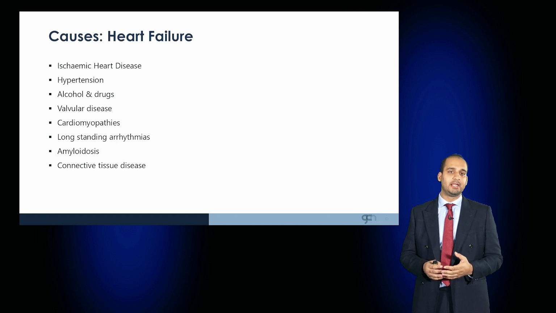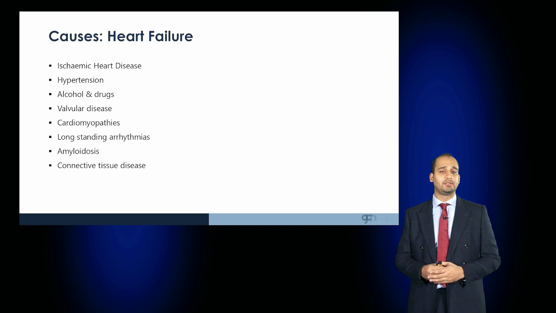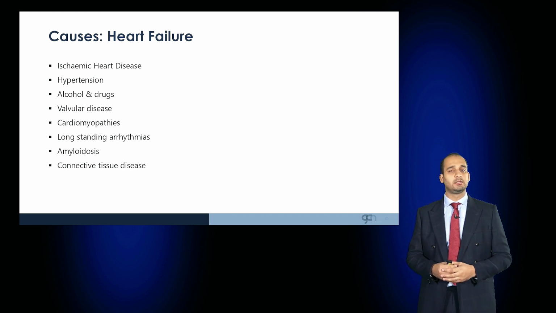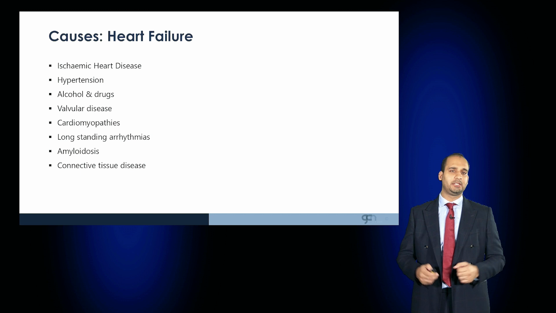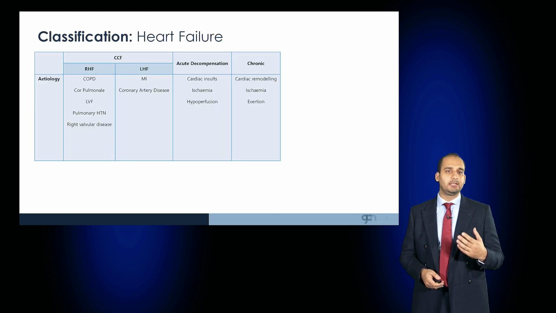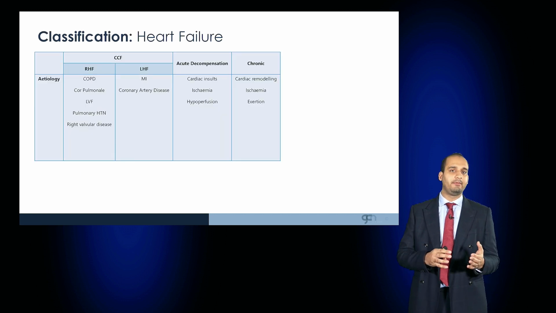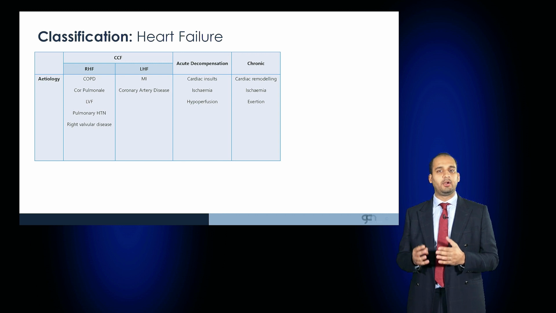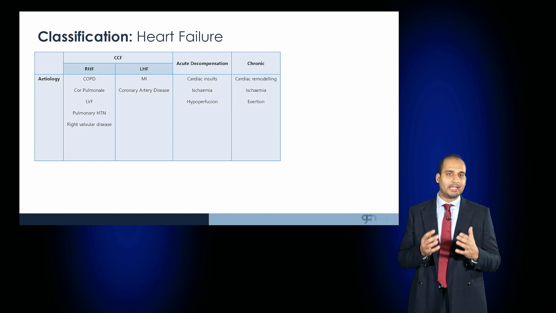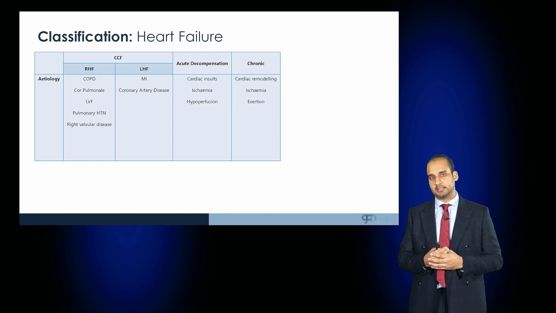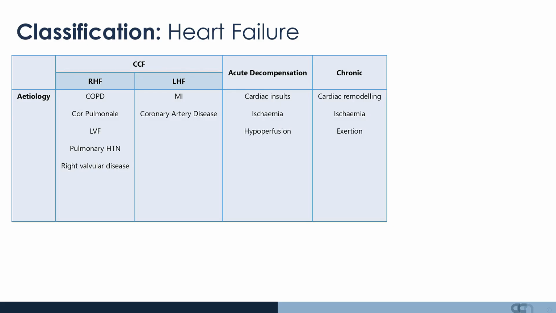Long-standing arrhythmias, as well as rarer things such as amyloidosis and connective tissue diseases, can also cause the heart to fail. So how do you classify heart failure? You can classify it as right heart failure, left heart failure, or an acute decompensation or chronic. If you have the combination of right and left heart failure, we classify this as congestive cardiac failure.